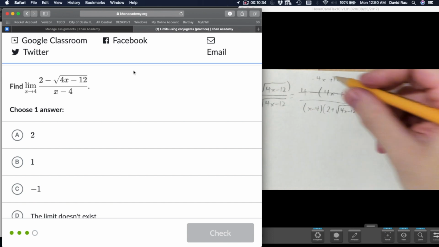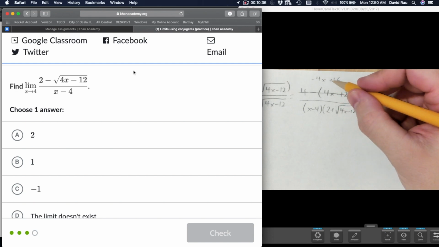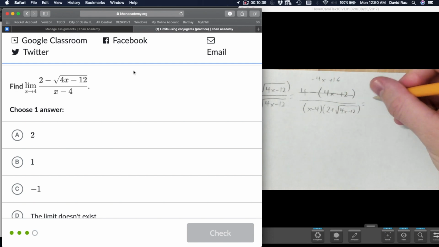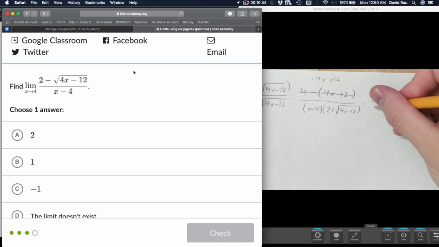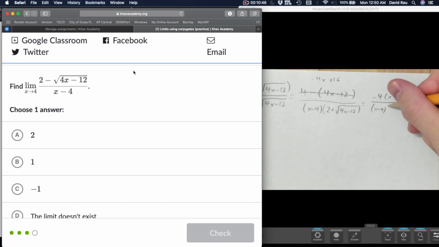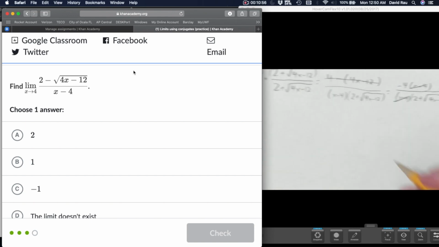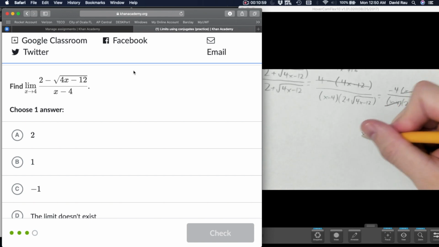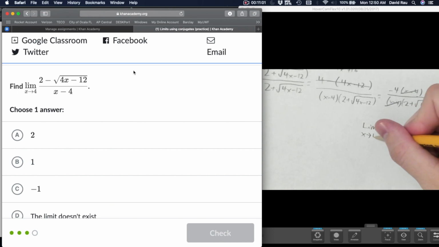Okay, so now, again, I'm going to look at that cleaned up numerator and say, wait a minute, I can factor out a -4. When I factor out the -4, I'll have x minus 4 inside over x minus 4 times that whole ugly root thing. x minus 4's cancel. Now I can take the limit as x approaches 4 of -4 over 2 plus the root of 4x minus 12.